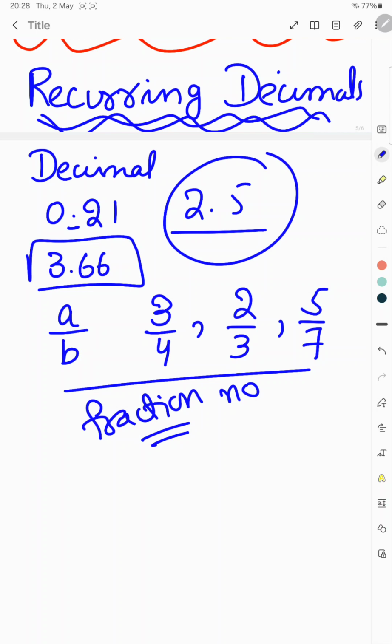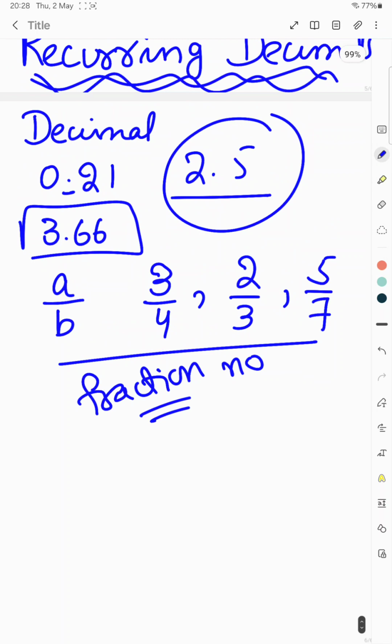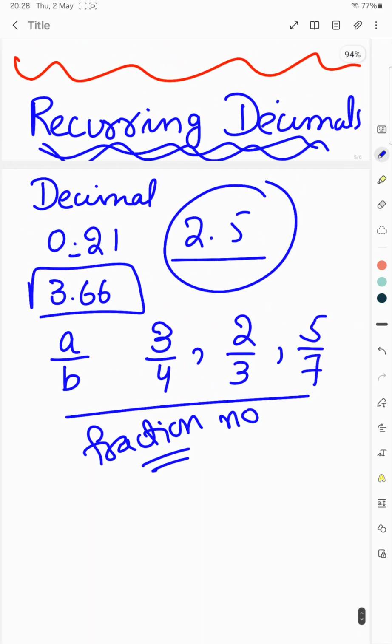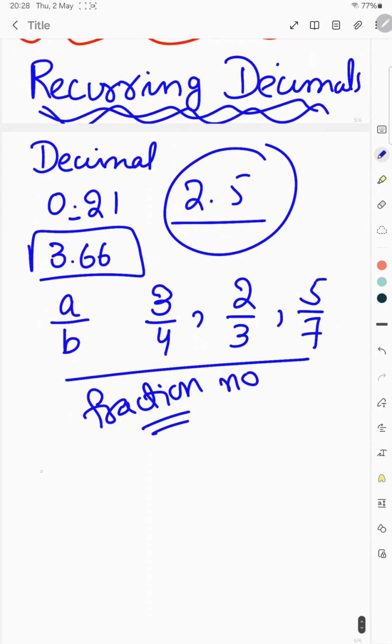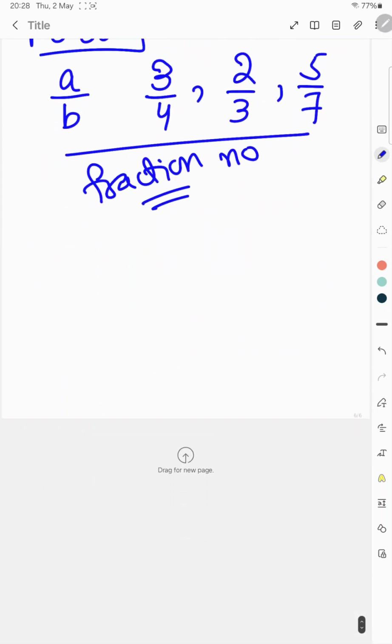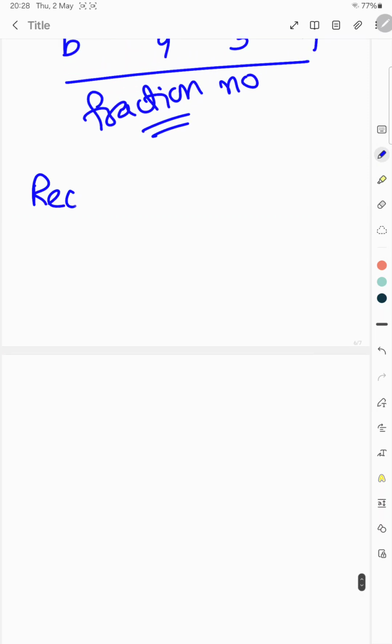So what are recurring decimals, student? As from decimal, one point is clear, that the number has a point in it. Okay, so what is recurring? So I will write here recurring decimals.